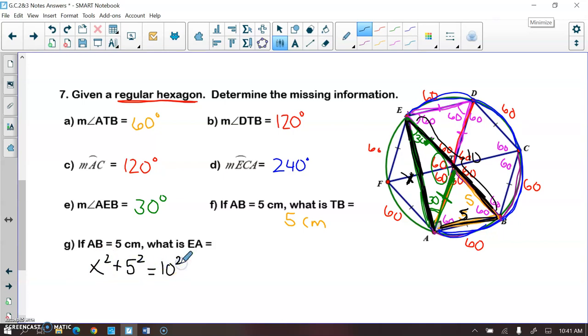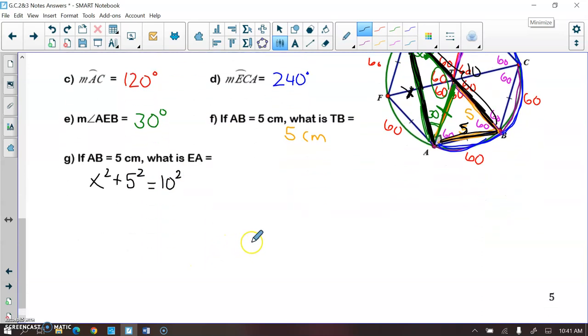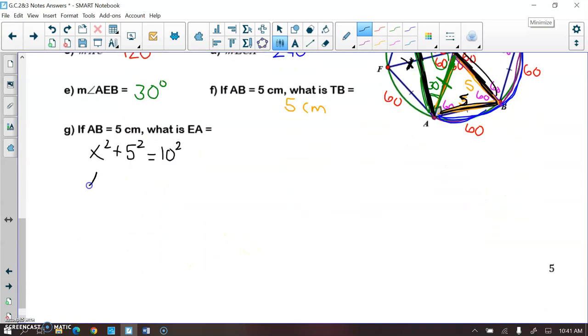This is not a Pythagorean triple, so we would actually need to do this work. So I have x squared plus 25 is equal to 100. Subtracting 25 over, I wind up with x squared is equal to 75. And taking the square root of both sides, let's find the exact value. So when I say exact, that means simplest radical form.